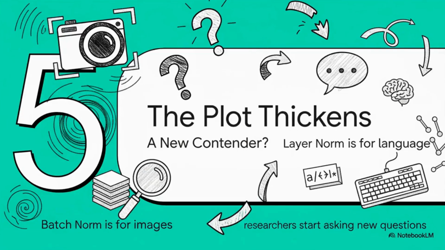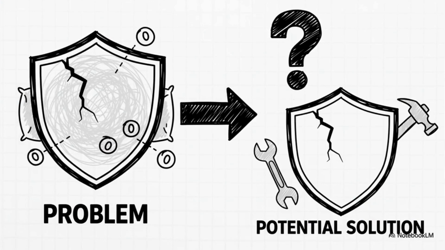So, case closed, right? Batch norm is for images, layer norm is for language. End of story. Well, in the world of AI, the story is pretty much never over. Just when you think everything is settled, a bunch of clever researchers start asking new questions. And the new question on the block is this. If the real enemy here is that training inference discrepancy caused by padding, what if we could just fix that? What if we could make the original batch norm itself immune to the poison?